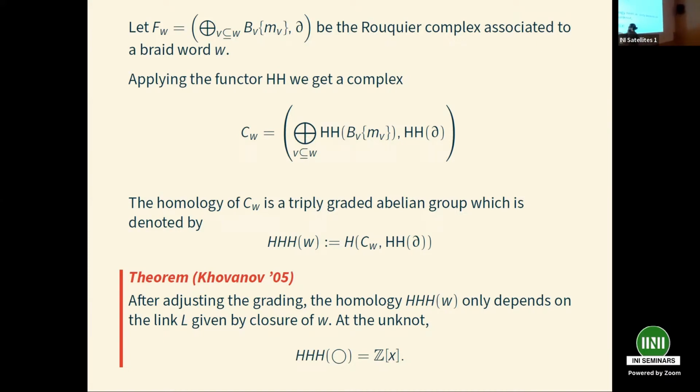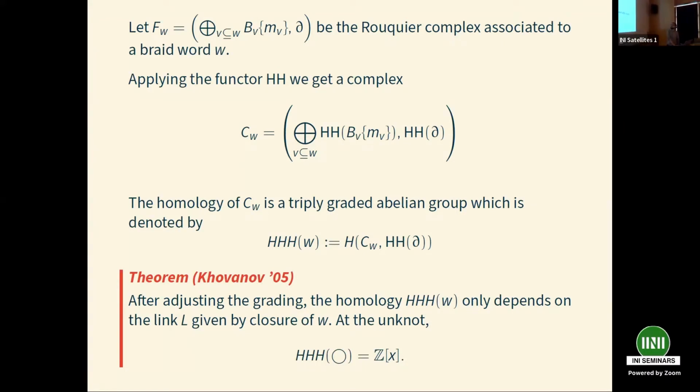So the unknot, which is our simplest knot, this is already infinitely generated over the base ring. So sometimes if you want better finiteness properties, you're probably looking for link invariants that don't really behave like this.